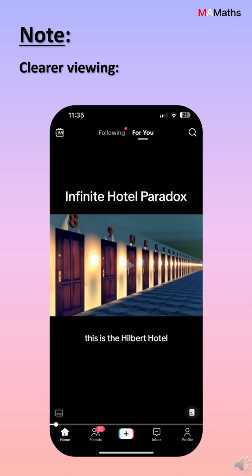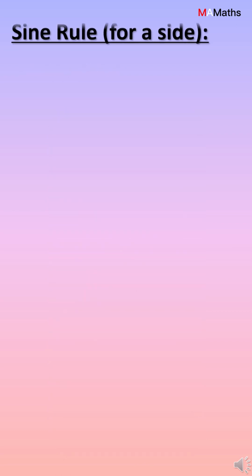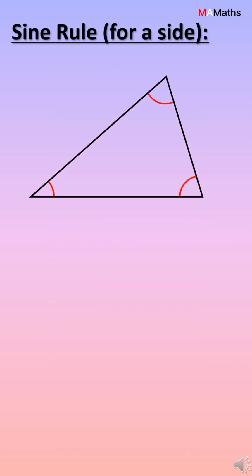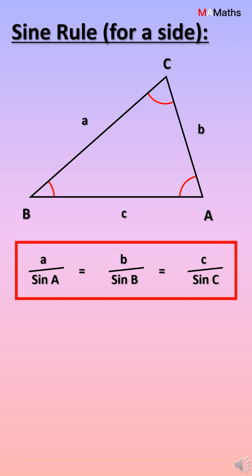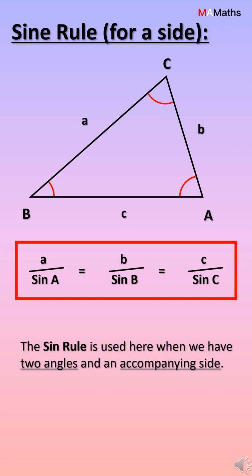Sine rule. So we have a non-right triangle, vertices uppercase ABC, sides lowercase abc. Note that the side named is opposite the angle named. That is, side a is opposite angle A. The sine rule states small a over sine A is equal to small b over sine B is equal to small c over sine C.